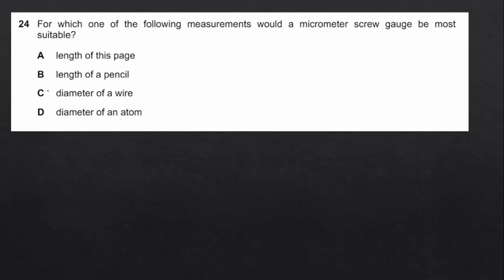Diameter of a wire, yes. To measure the diameter of a wire, we will be using a micrometer screw gauge. Diameter of an atom is so small that we can't use a micrometer screw gauge. It is very small compared to the dimensions which can be measured by the micrometer screw gauge. So only the diameter of a wire can be measured.